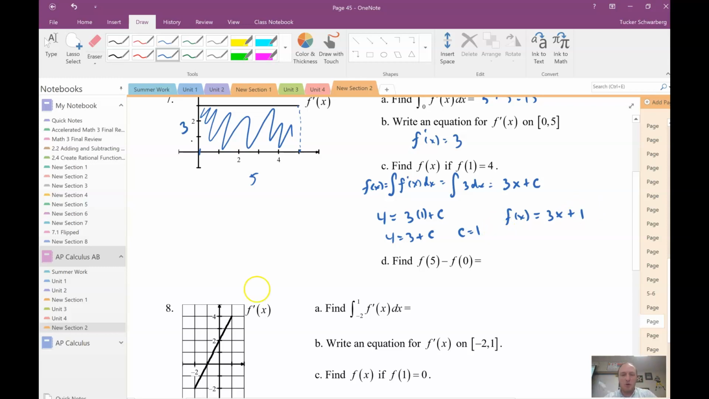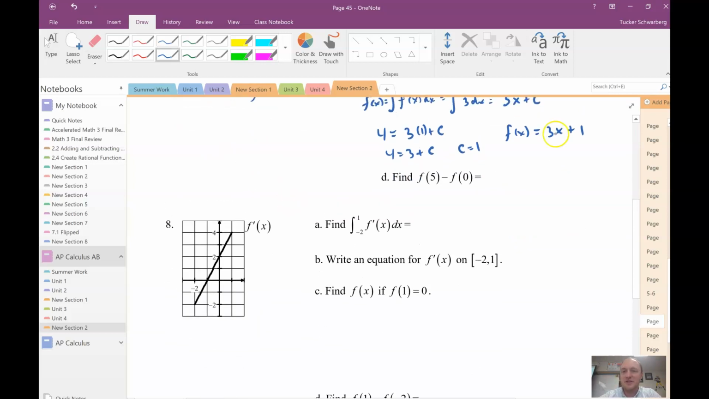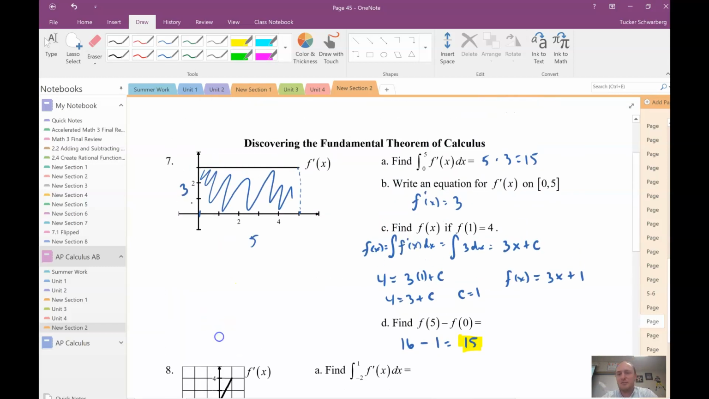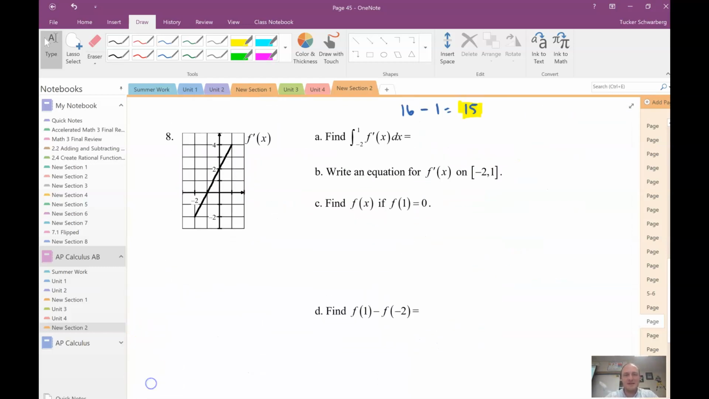Now in part D they ask, what is f of 5 minus f of 0? If I evaluate this function, I have 3 times 5 plus 1, that is 16, minus f of 0, so 3 times 0 plus 1, that's 1, and this is equal to 15. Hey, notice this: part D is equal to part A. Let's look at example 8.